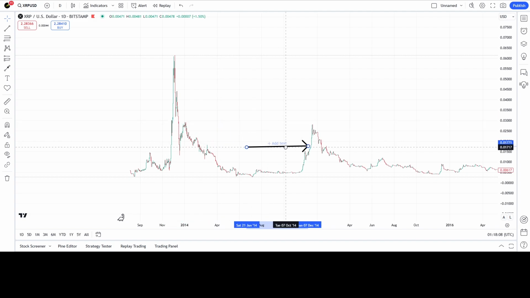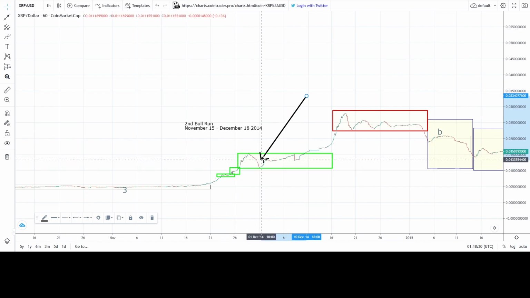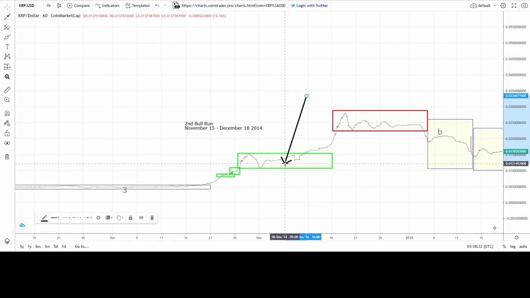Let's move along to the next bull run structure in XRP's history. This takes place December 2014. Let's zoom in on it. Now, I'm on an hour candle on this one. This is also CoinTrader Pro. Here are the 3 corrections that take place in the bull run structure. Now, this one presents us something new. Let's zoom in a little.